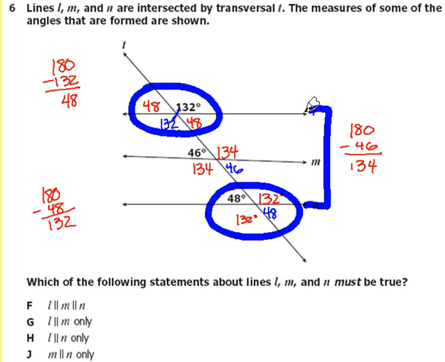So the only choice that makes sense for which of the following statements about lines L, M, and N must be true is that L and N are parallel only. Choice H.